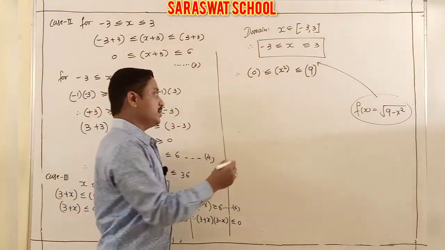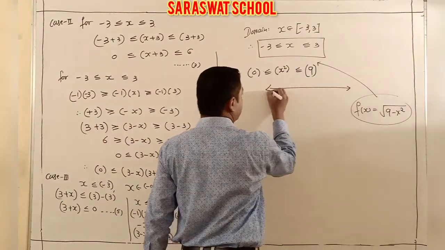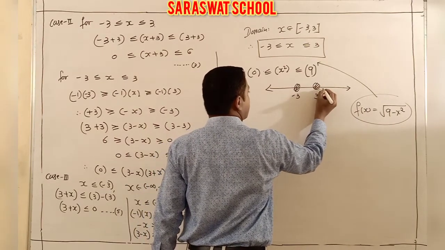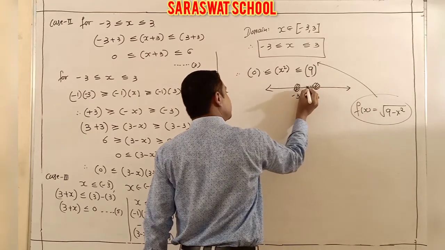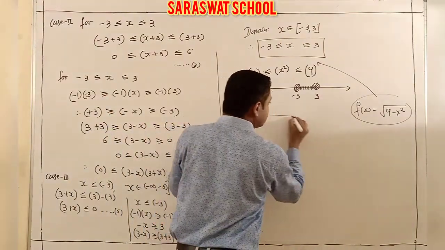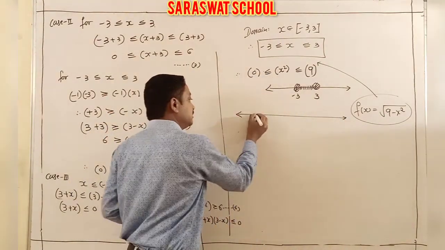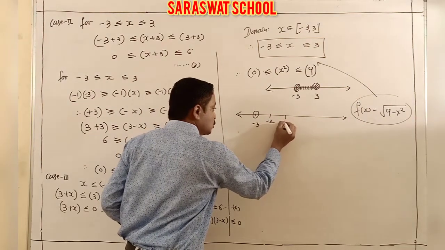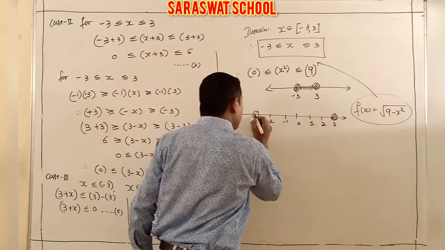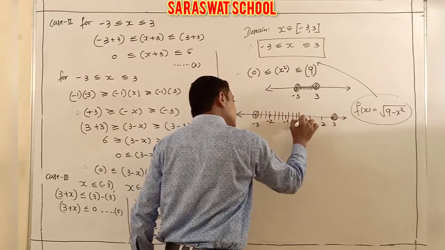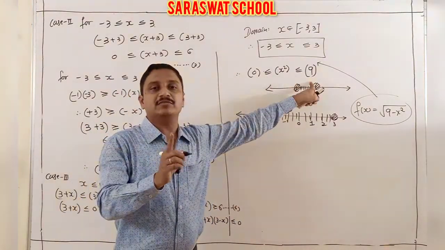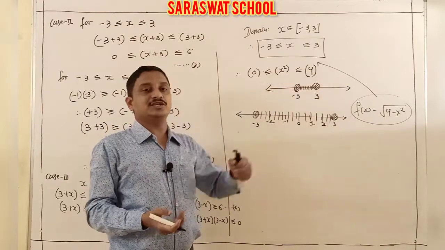Why 0 to 9? Because our number line is minus 3 to 3. This range is defined only between minus 3 and 3. When you make the square, it means this full value. Let me explain in detail: minus 3, minus 2, minus 1, 0, 1, 2 and 3. You just square all these numbers. Definitely your minimum number is 0 and maximum number is 9. That's why I write 0 to 9.